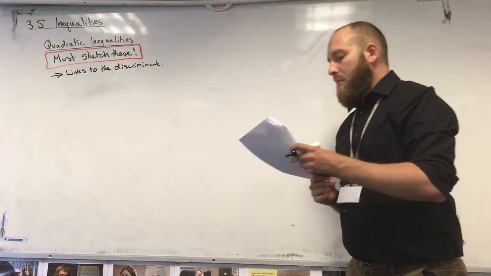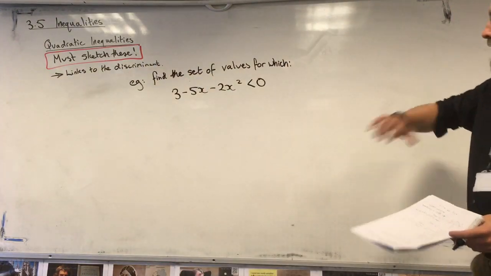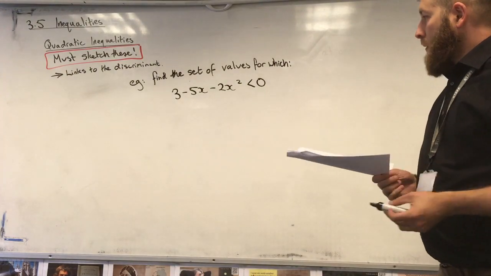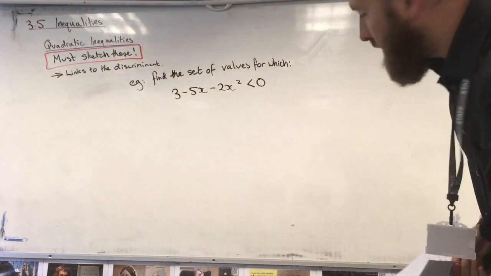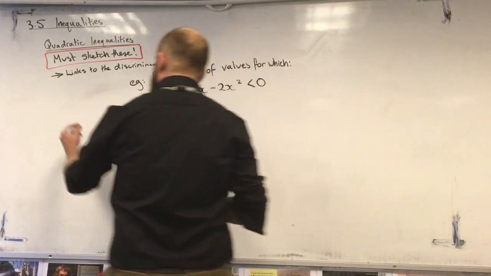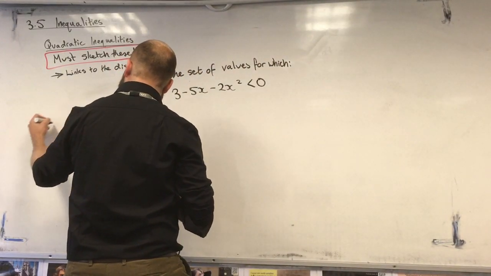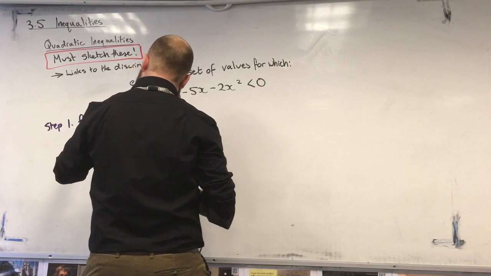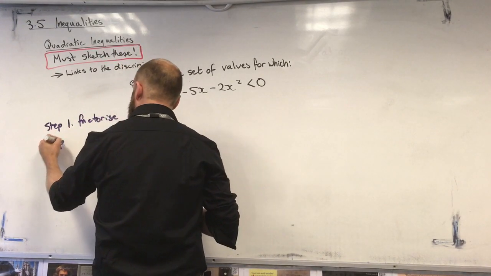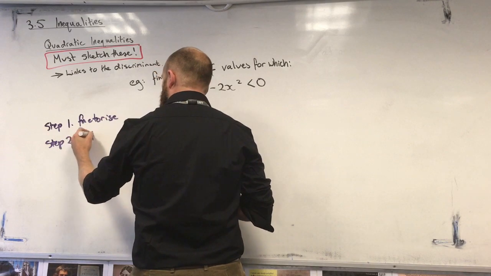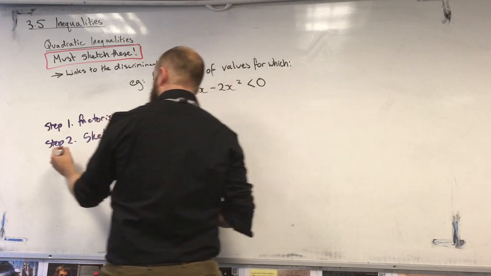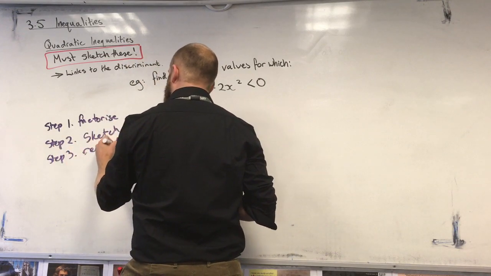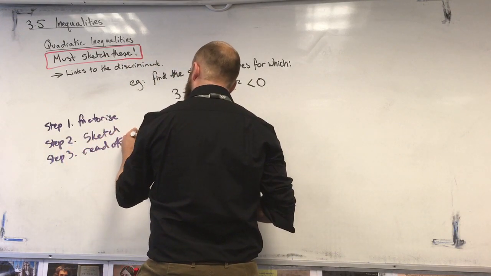So we'll go through an example. So you can see we've still got our inequality sign, but now we have a quadratic equation. So I'm going to give you a step-by-step guide for how to solve these. So step 1 is always factorize. Step 2 is to sketch, and then step 3, read off the values.